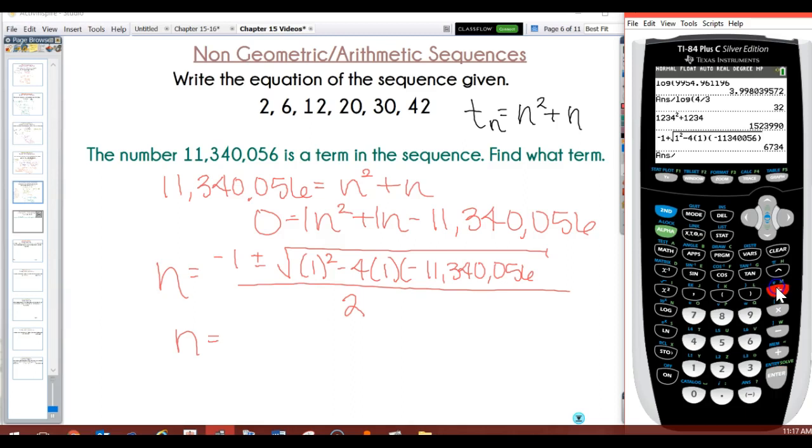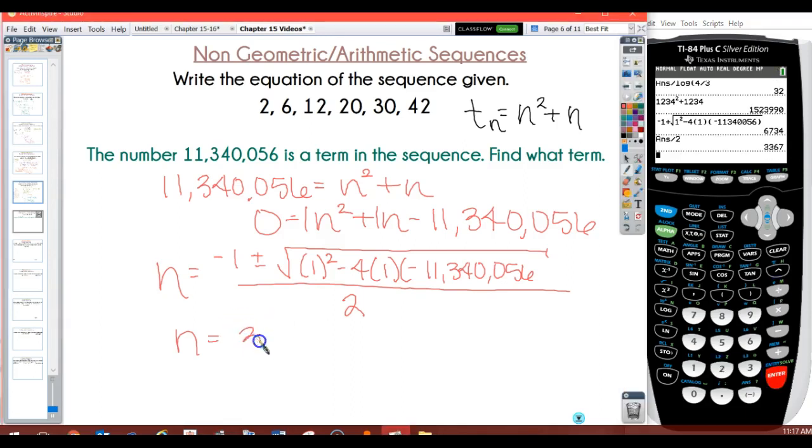So there's my numerator. I'm going to divide that by 2, and I end up getting 3,367. Again, I'm not even going to go through finding the other one because since we would be subtracting, it would give us a negative answer. So what this means is that we would have to find the 3,367th term until we would expect to see this number in the sequence.